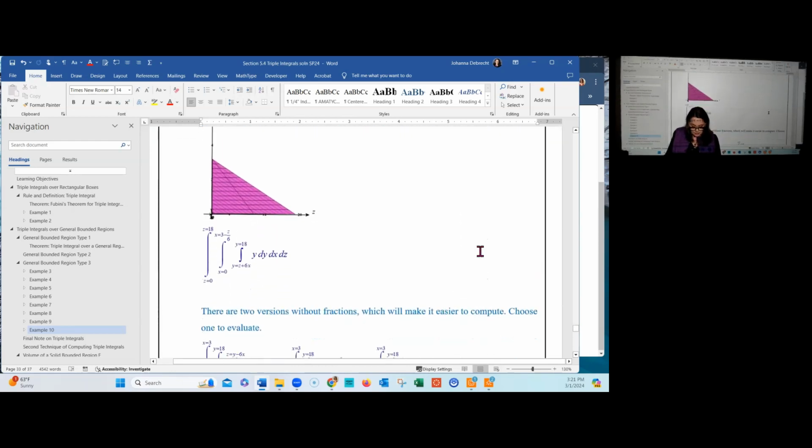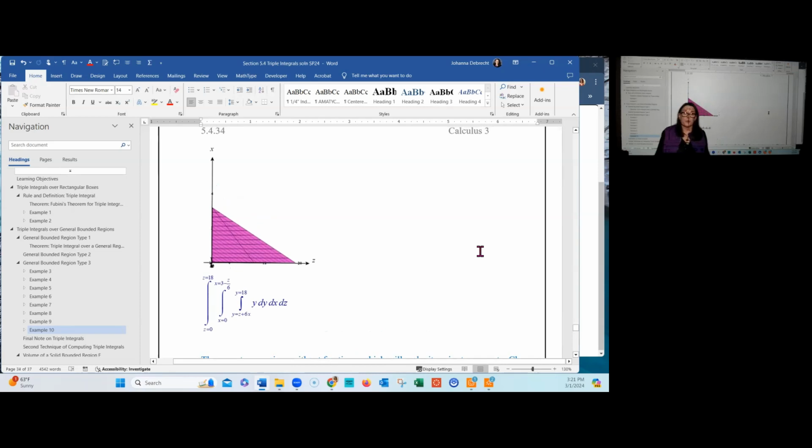And this is what the image would look like if it were rearranged, the projection into the xz plane, but with x as the dependent variable and z as the independent. And you can see that we've got the equation 18 minus z divided by 6 here as this slanted line, and the bottom is x equals 0. And the value of z varies from 0 to 18.